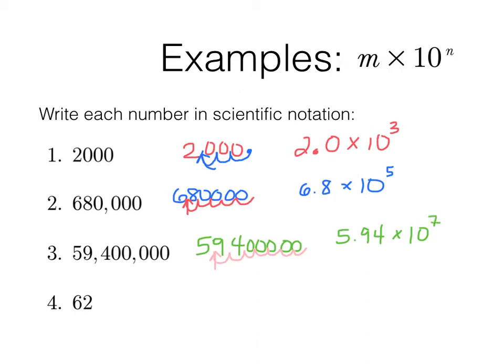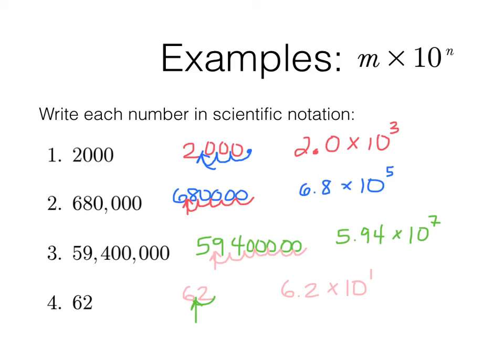And finally, this last one, let's use my pink, 62. Well, where does that decimal point go? After the first non-zero digit. So 6.2 times 10 to the, well, we only moved it one place, so the first power. Now that looks really goofy, but let's stop and think about what they all mean, okay?